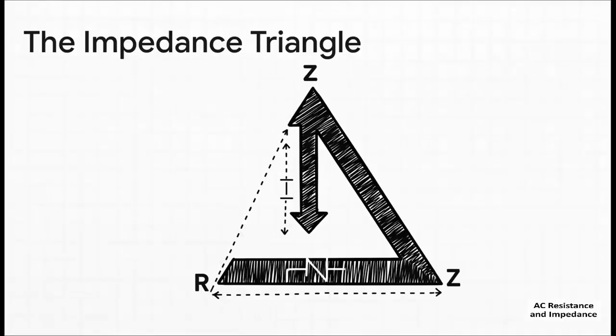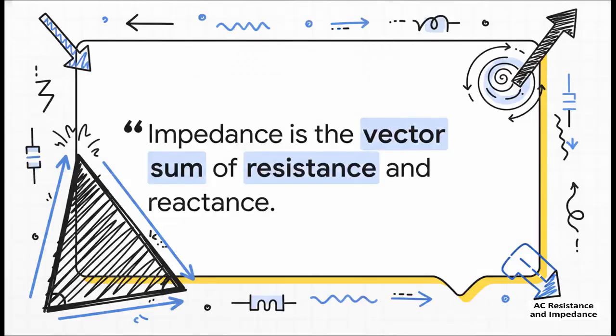And there it is, the horizontal line on the bottom, the base of our triangle, that's our pure resistance, R. The vertical side, that's the net reactance, X, the outcome of that tug of war between the inductor and capacitor. And the hypotenuse, the long diagonal line connecting them, that is the total impedance, Z. You can literally see the Pythagorean theorem right there in that shape. This quote just sums it up perfectly. Impedance is the vector sum of resistance and reactance. That's just the fancy technical way of saying what the triangle shows us so clearly. We can't just add the numbers. We have to think about their direction. And the triangle does that for us.